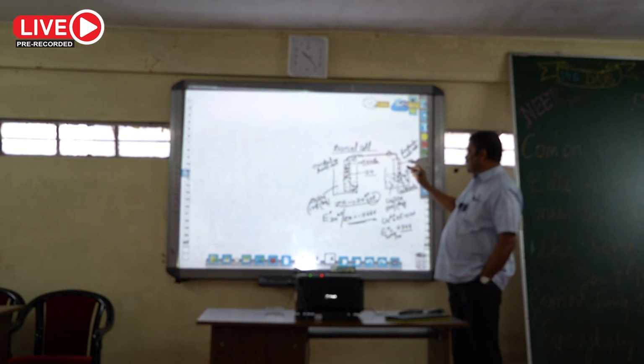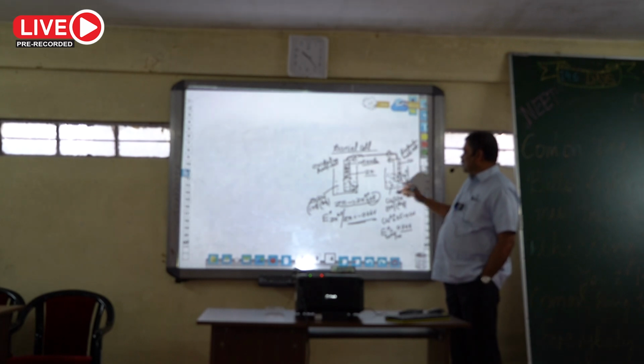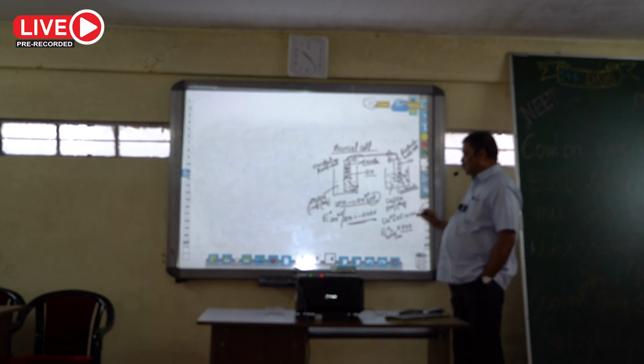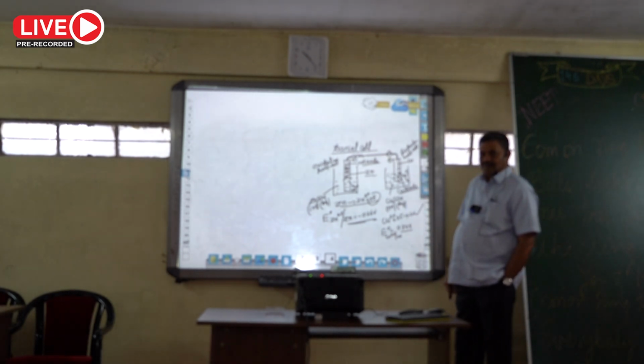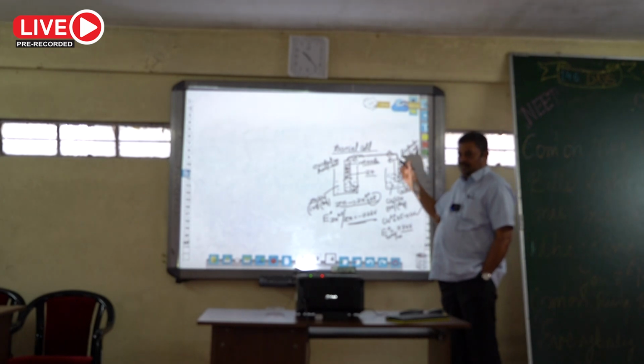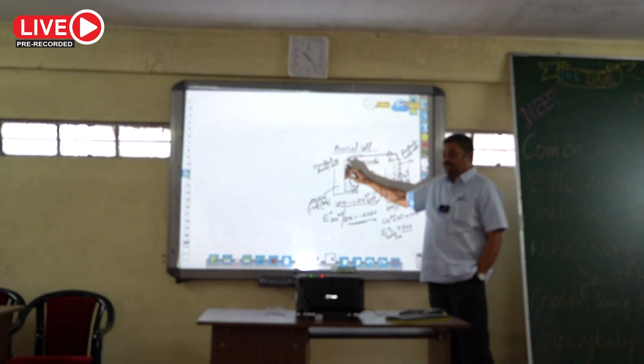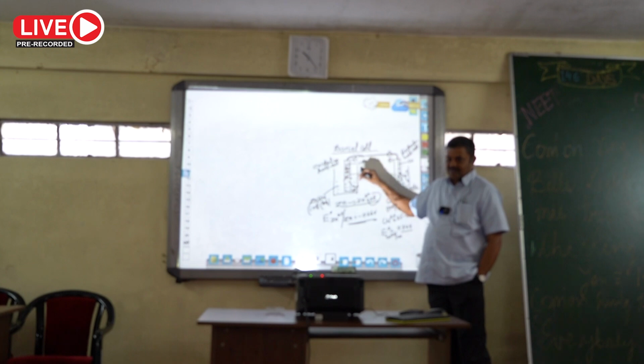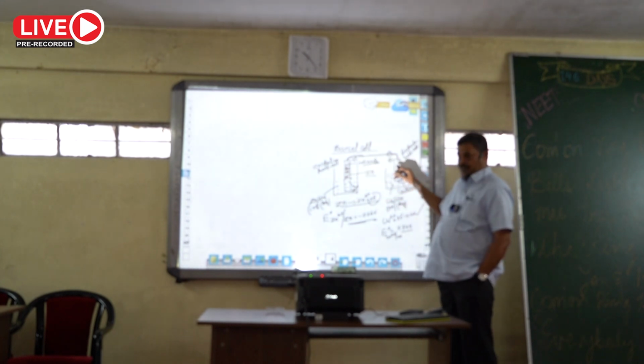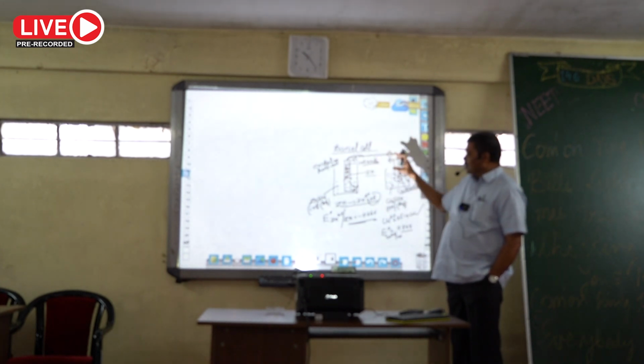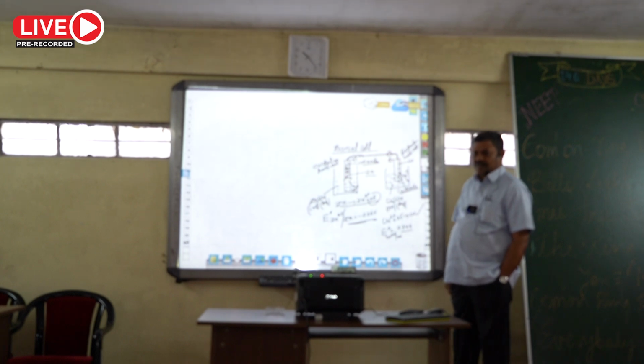Anode is negative, cathode is positive. Why is it positive here? Because the electrons are dragged by copper 2+ to undergo reduction. So this plate is electron deficient. This is the electron rich plate. This is negative, this is positive. This is a typical electrochemical cell.